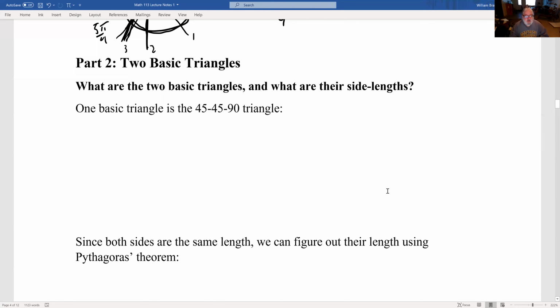Okay, two basic triangles. What are the two basic triangles? What are the side lengths? One basic triangle is the 45, 45, 90 triangle. And that's one of the reasons why we wanted the 45 degrees in the previous lecture.